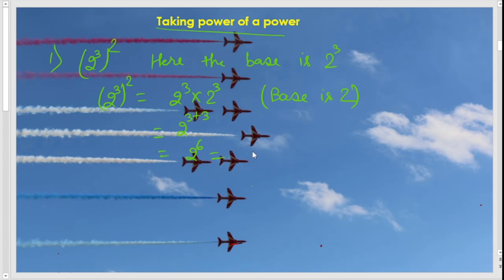So we can also write it like 2 to the power 3 into 2. With this example, we came to know that when we take the power of a power, those exponents are multiplied. That means if the base is 2 and 2 is cubed and again it is squared, with the base 2, that means 2 to the power 3 into 2.